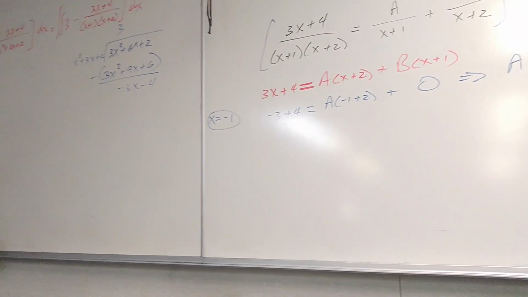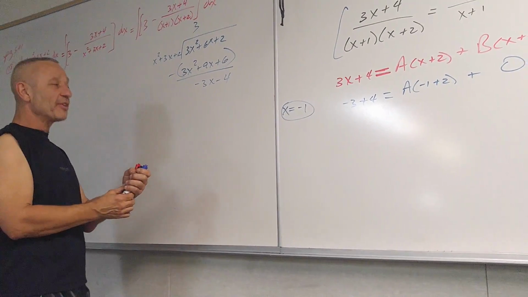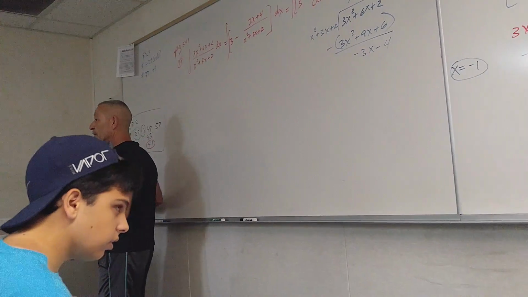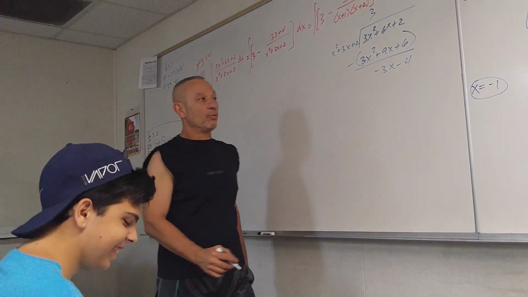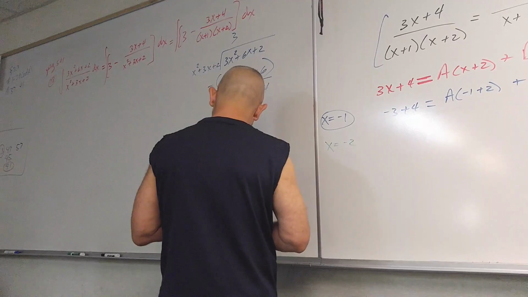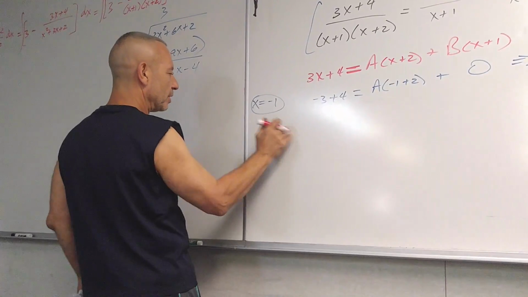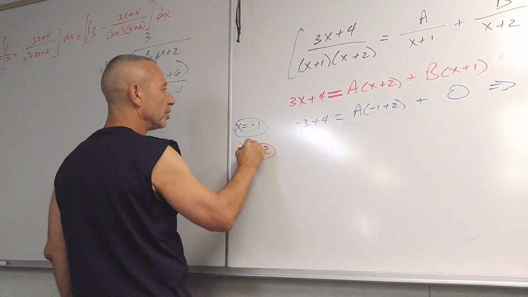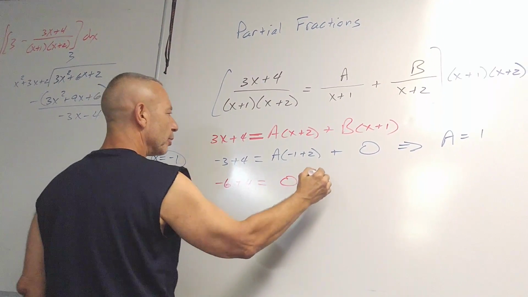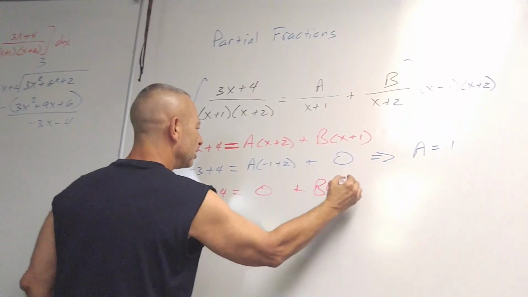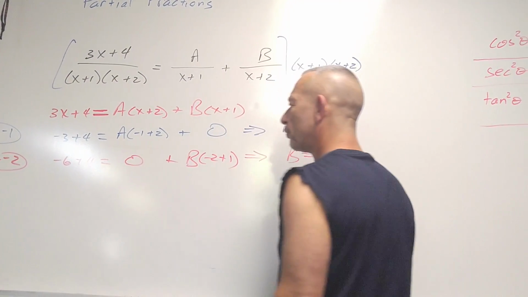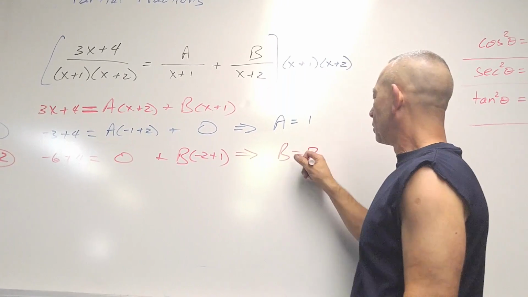Affected him deeply, huh? Well, what other x should I pick if I have a brain in my head? Which I really don't, but I pretend well. Negative 2. Why negative 2, sir? Another 0. It generates another 0. So negative 2, that gives me negative 6 plus 4. Over here I get a 0 plus B times (negative 2 plus 1). That says that B equals 2.